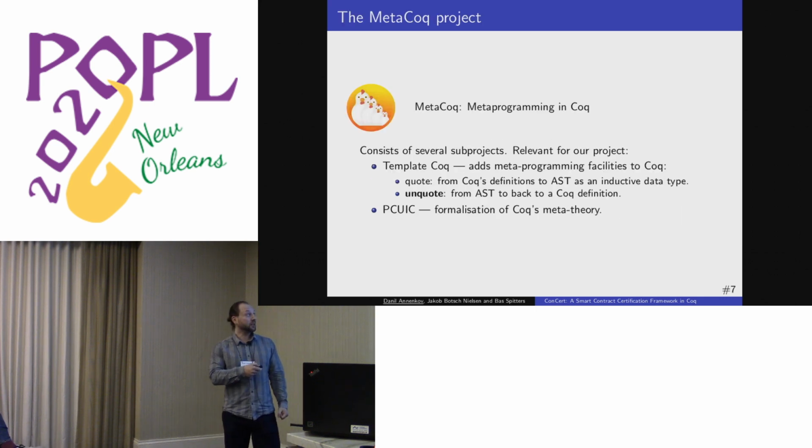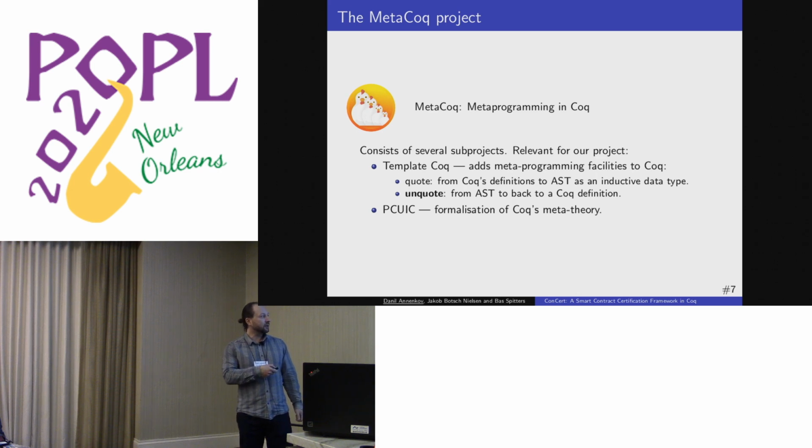So what is MetaCoq? We already heard a little bit in Katrine's talk. It's a metaprogramming framework for Coq, and many sub-projects are united by this name. Specifically relevant for us is Template Coq, which provides quote and unquote functionality, similar to Lisp, but typed. Most relevant for us is unquote. Basically we take a well-formed, well-typed AST, and we can turn it into a Coq definition. This is what we're going to use.